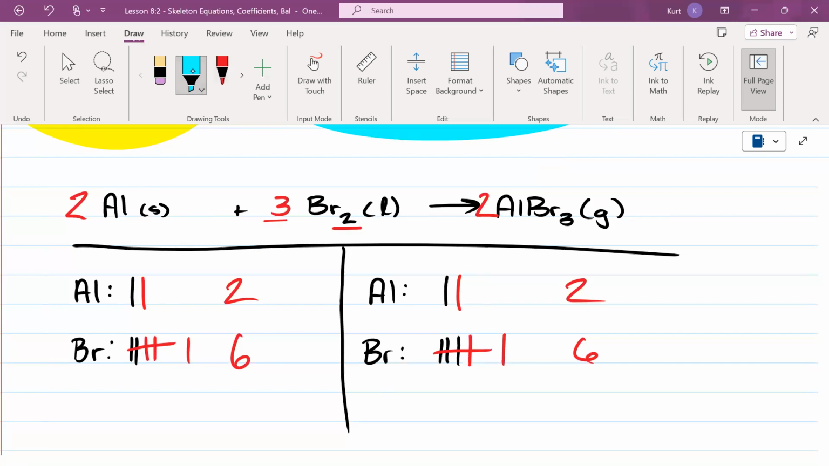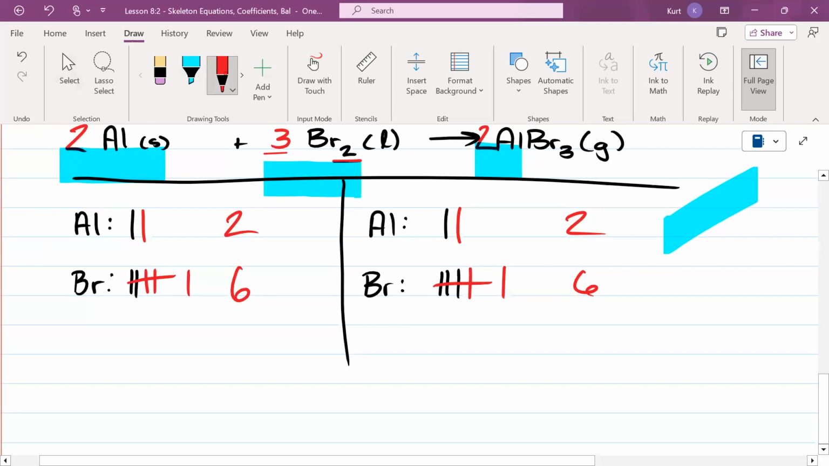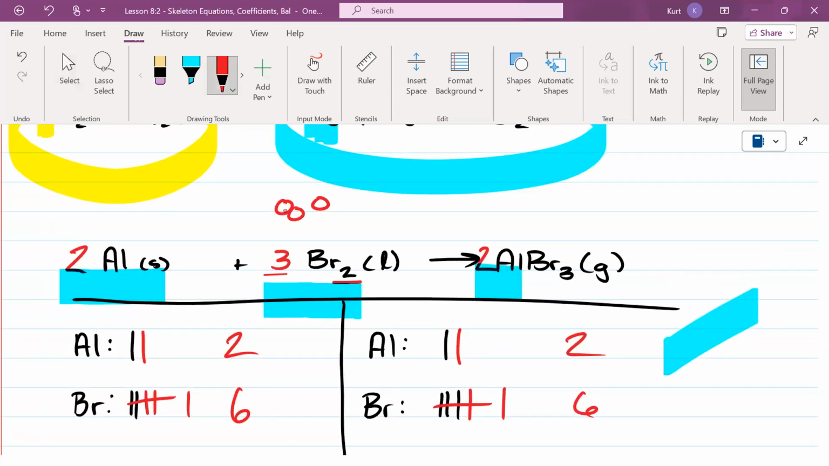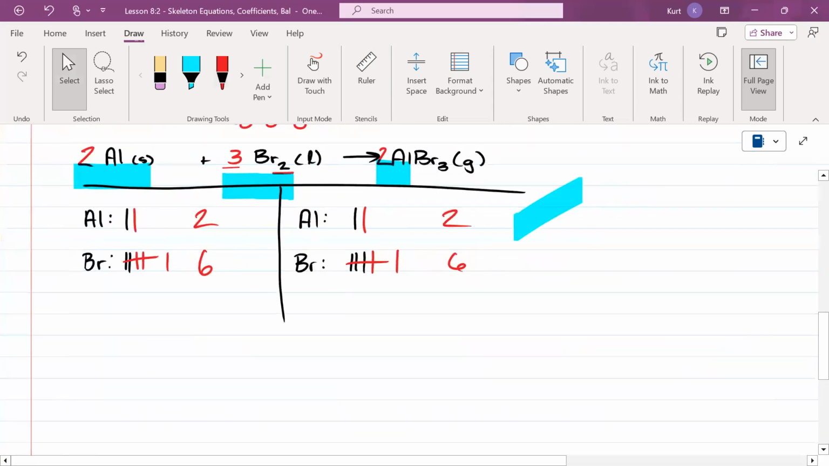Evan, now that this is balanced, how many aluminum atoms went into the reaction? And how many came out? Check. How many bromine atoms went in? Atoms, not molecules, atoms. No? Look at this. We got 3 bromines, so it's going to be 1, 2, 3, 4, 5, 6. It's going to be 6. How many came out? Yes. I want to draw this for you guys so you all can actually see this. So pay attention to this.